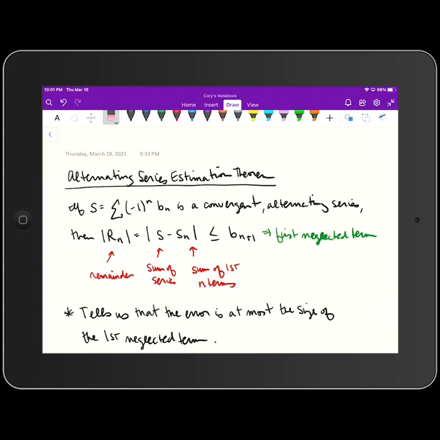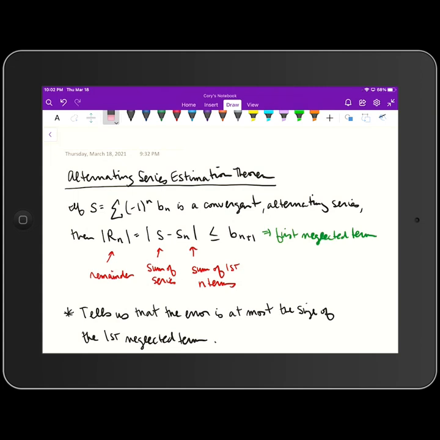Which is going to essentially allow us to take a few terms of an alternating series and use it to estimate the value of an infinite series to a desired accuracy. Okay, so what the alternating series estimation theorem states is that if S is equal to the sum of some alternating formula, so we have an alternating series where the formula looks like -1 raised to some power, which I wrote as -1 raised to the n power, times some formula b sub n.